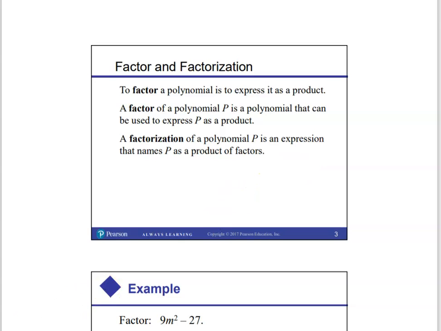To factor a polynomial is to express it as a product. A factor of a polynomial p is a polynomial that can be used to express p as a product. A factorization of a polynomial p is an expression that names p as a product of factors.